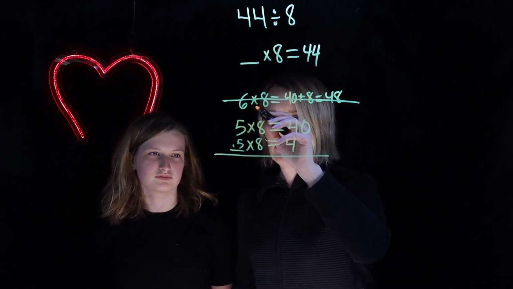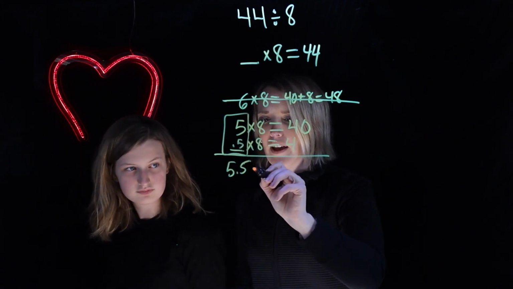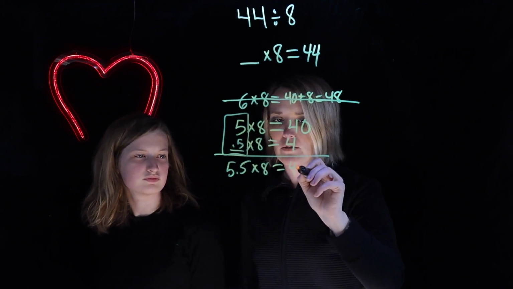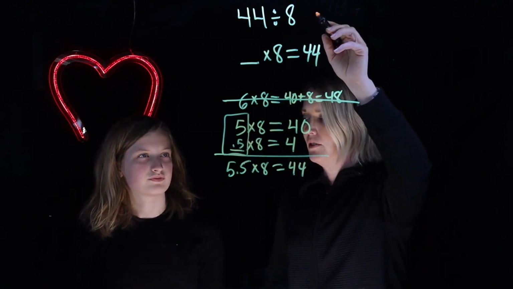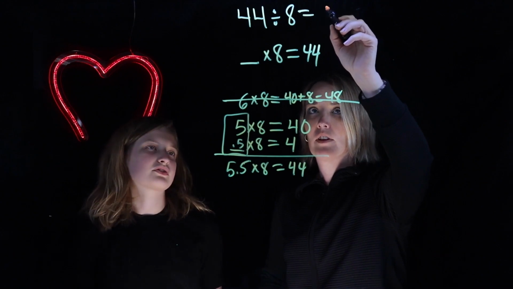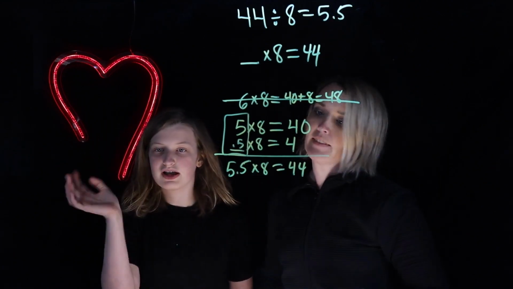So then we can use these two, and what we'll come up with is 5.5 times 8 would equal 40 plus 4, which is 44. So 44 divided by 8 would equal 5.5. Great job, Anna. Thanks. Bye, everyone.